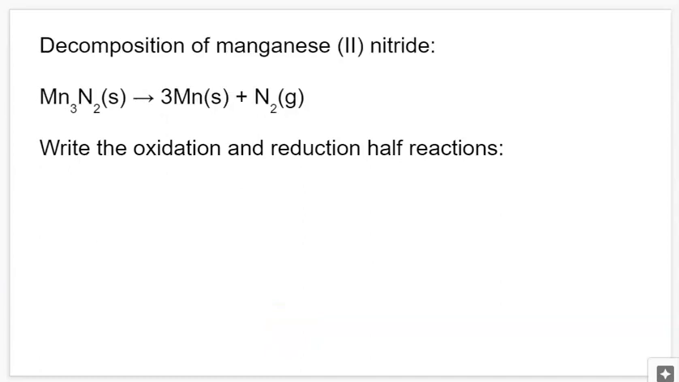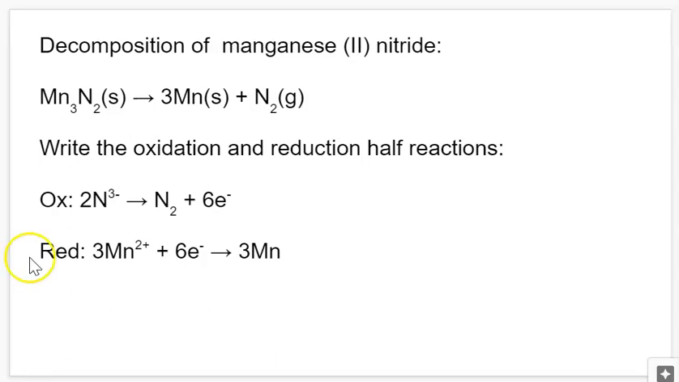Let's look at another one. Let's look at the decomposition of manganese(II) nitride. So we have Mn3N2 solid breaking up into neutral manganese and neutral nitrogen. So let's write this as oxidation and reduction half reactions.